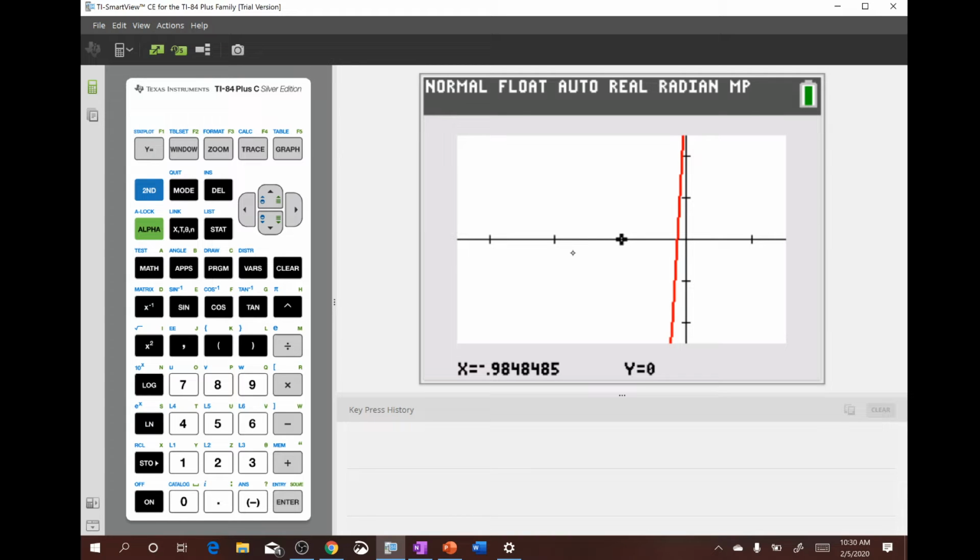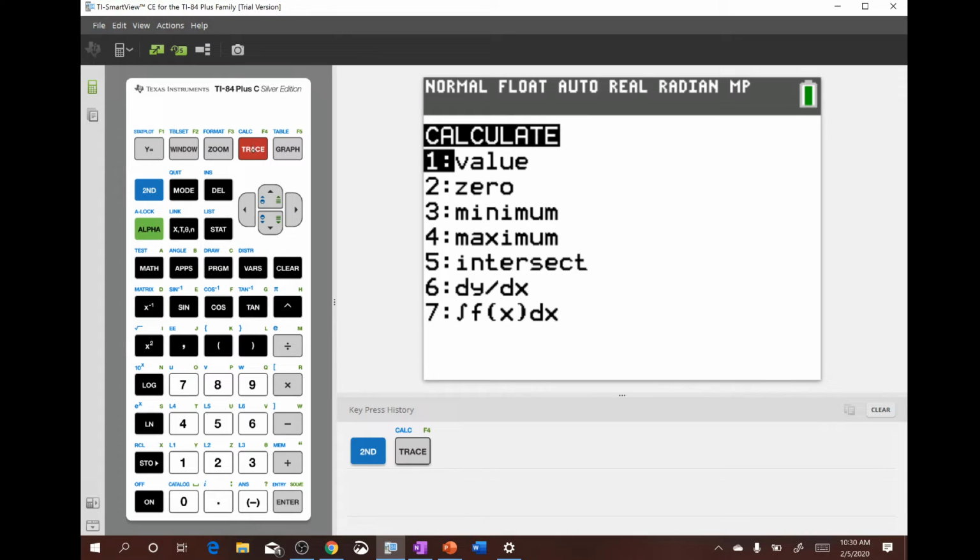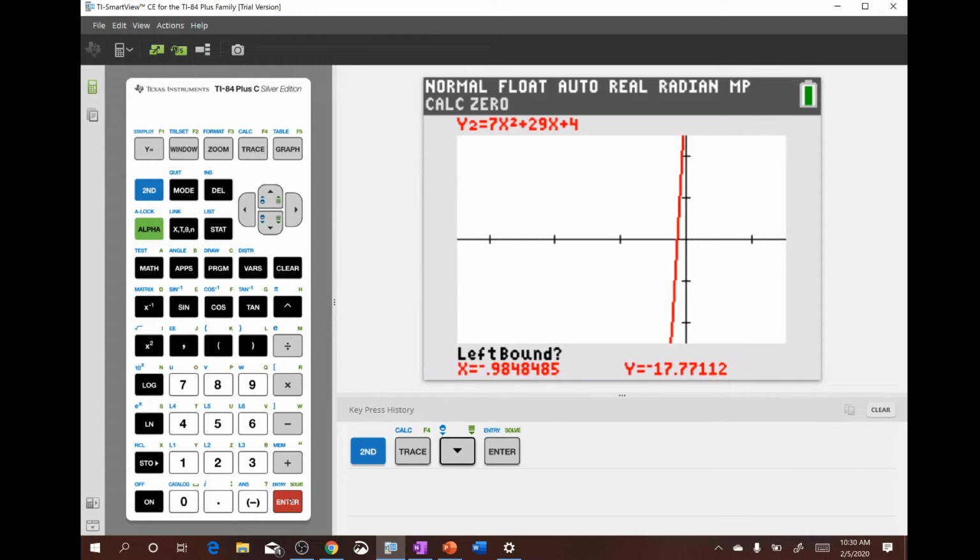Okay, hit second, trace, 0. And now it says left bound. What you're going to have to do is sit here and hit this button about 5,000 times until, okay, there it goes. Left bound means to the left of the x-intercept, so that means below the line. So you see how it's blinking below the line?